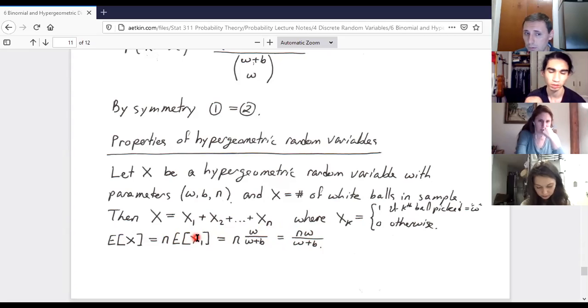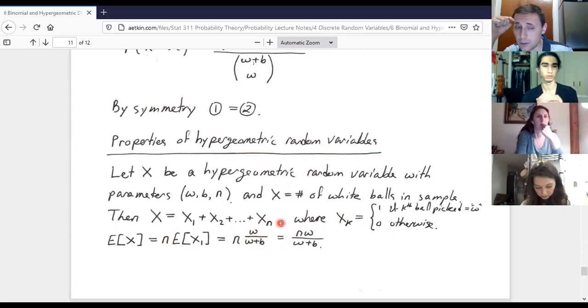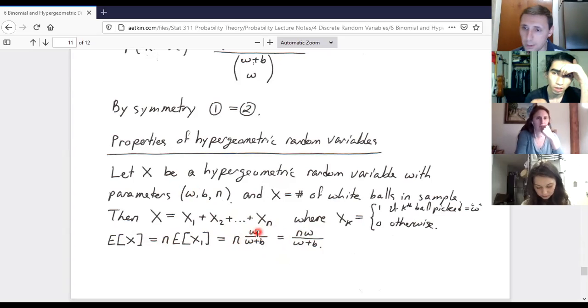The expected value of X1 I multiply by n, and as Naomi said correctly, it's n times the probability of success. It's the same as for the binomial. The expected values for hypergeometric and binomial are the same. Do you see that? Number of trials, probability of success. Probability of success is w over w plus b here. That's why it's written this way, but it's the same as for the binomial.